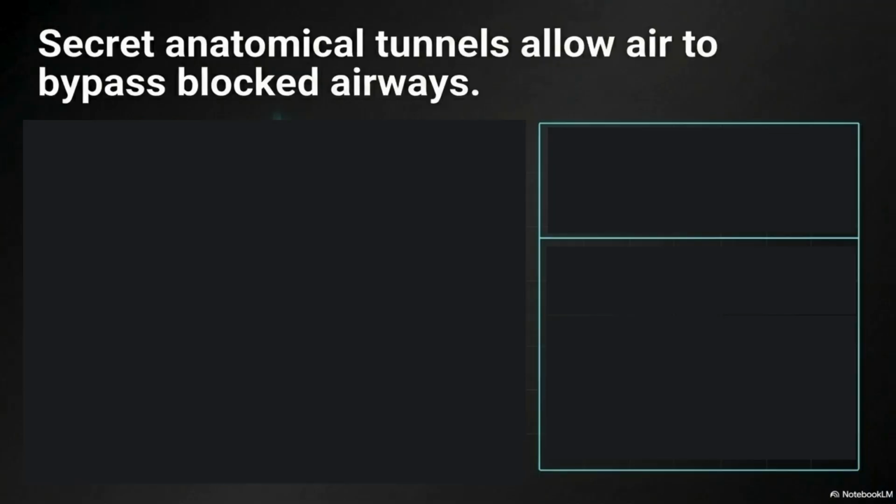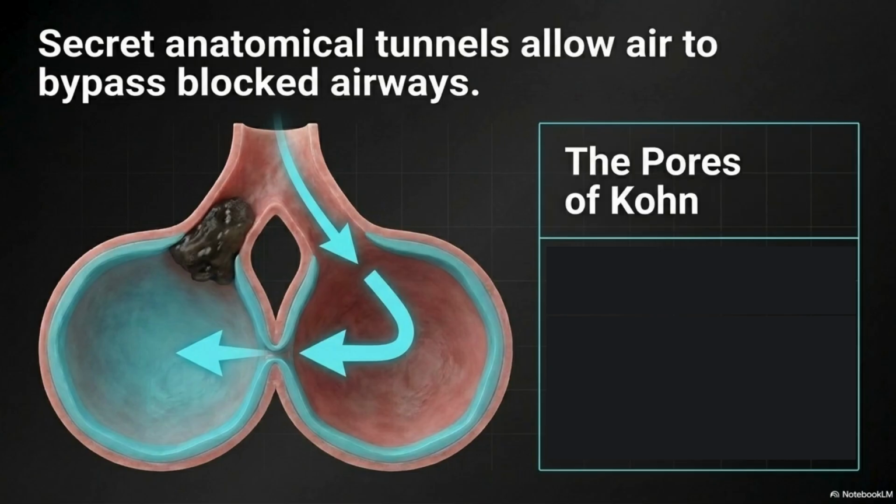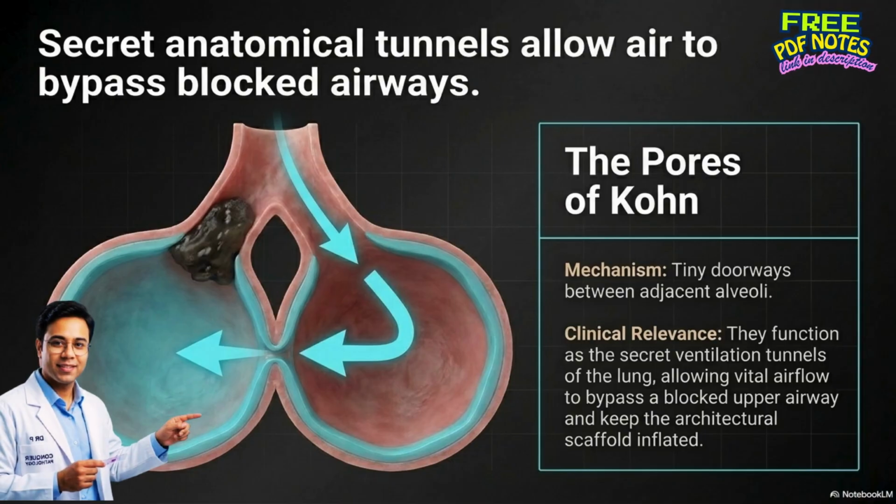Finally, let's wrap up this recap by talking about how the lung has built-in fail-safes. Secret anatomical tunnels allow air to bypass blocked airways, and these are called the pores of Kohn. The mechanism is simple. They are tiny doorways between adjacent alveoli. Their clinical relevance is huge. They function as the secret ventilation tunnels of the lung, allowing vital airflow to bypass a blocked upper airway and keep the architectural scaffold inflated.